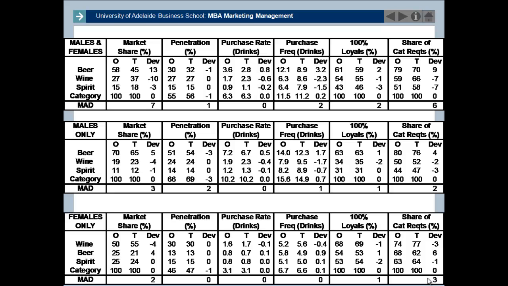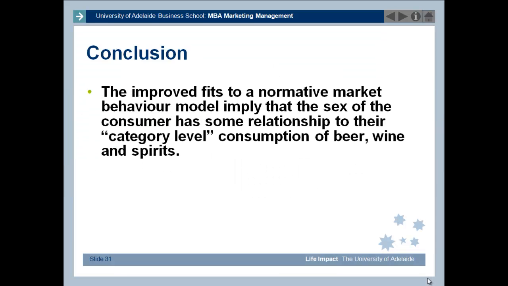I don't like going off on that tangent too far sometimes, but it's a normative market model, that Dirichlet model. It's a normative market model.